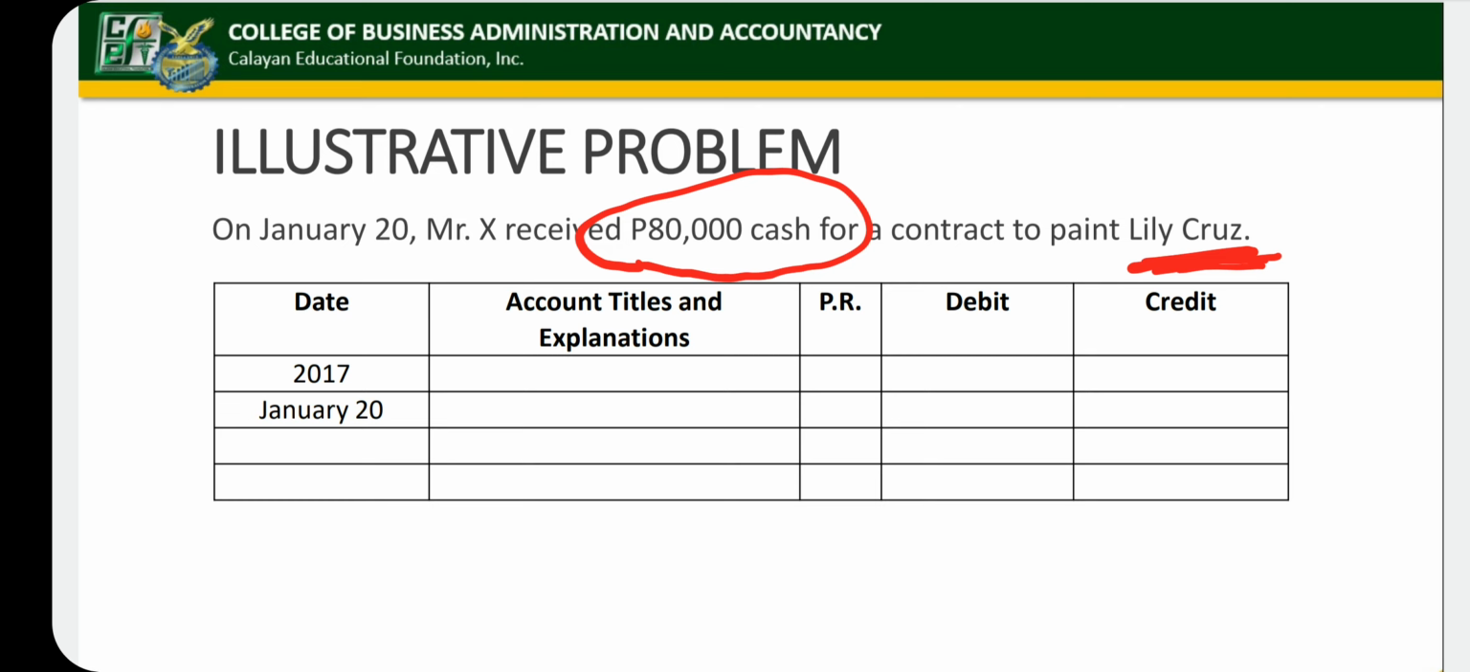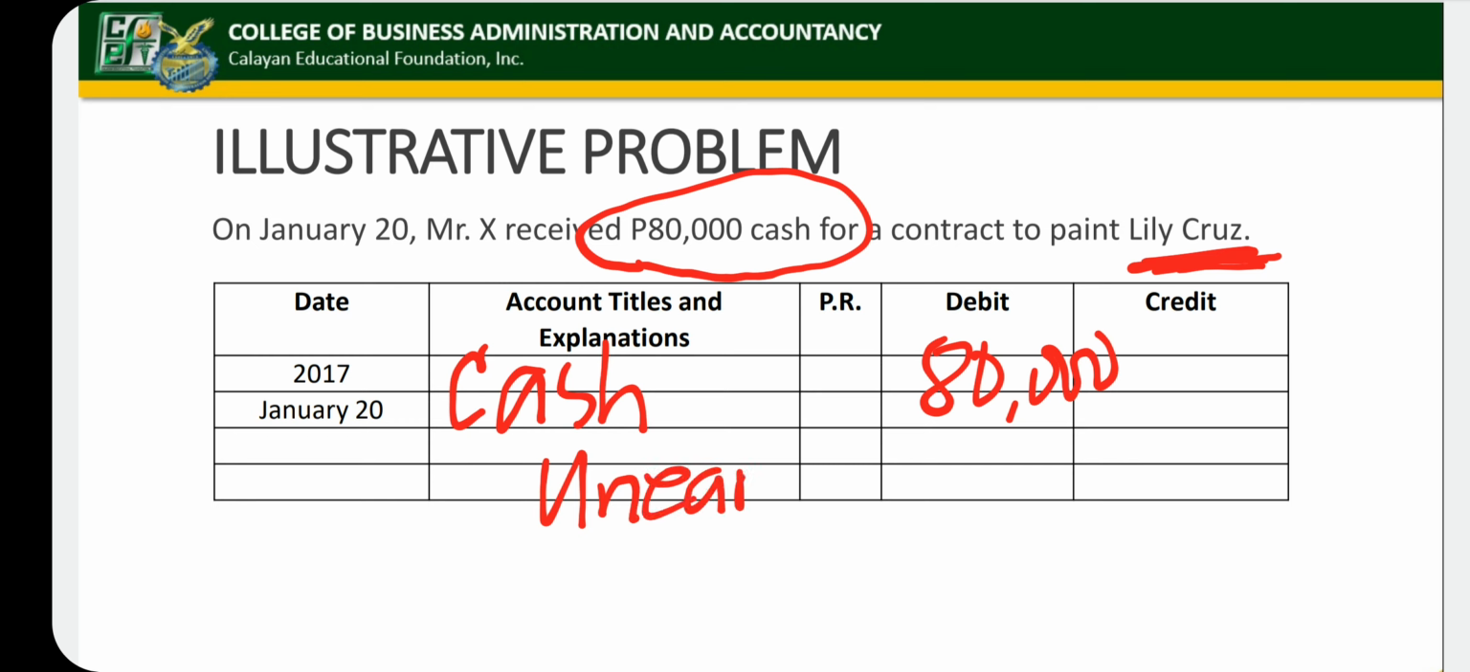In this case, Mr. X is still going to render services to Miss Lily Cruz, diba? So, we're going to record the receipt of cash. So, magde-debit tayo ng cash in the amount of 80,000. But still, since magre-render pa siya ng service, we're going to credit a liability account in the form of unearned service revenue. Unearned revenue na lang muna ilalagay ko. Tingnan natin sa next slide kung ano yung ginamit niya.